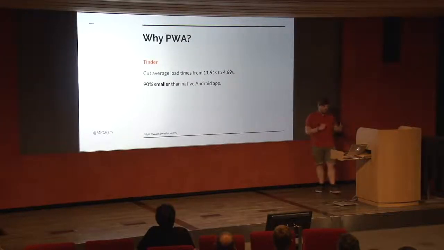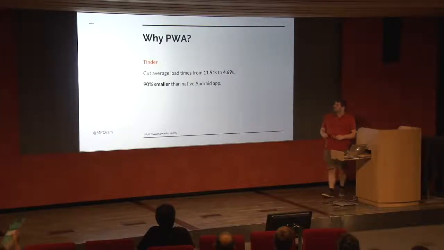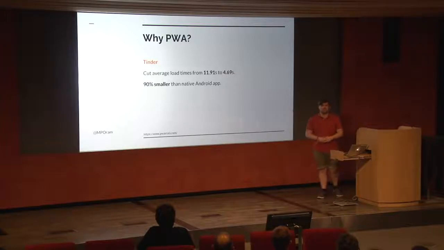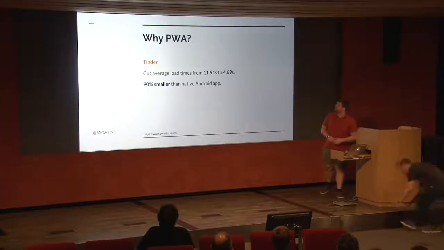OK, let's talk about why you might want to do this. So we can have a look at some statistics. So Tinder built their own PWA. I think it was probably about a year ago now, actually. And they found that they cut their average load times versus native from 11.91 seconds to 4.69 seconds, which is a pretty good speed increase. This mostly came from the fact that the PWA, which is written in JavaScript, is 90% smaller than the actual native Android application. It's pretty good in my book.